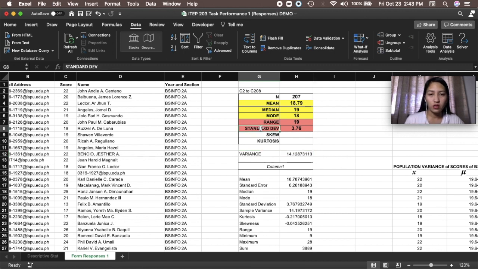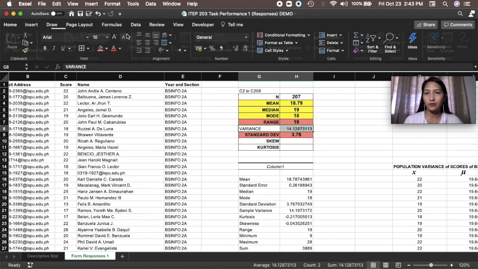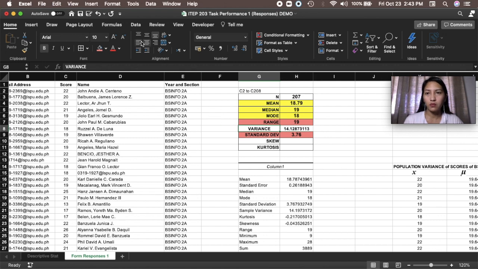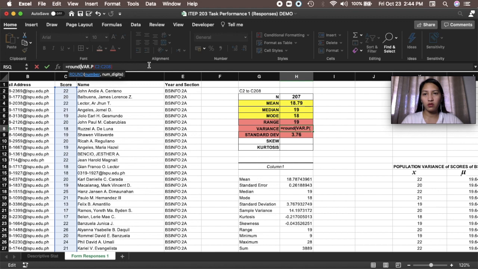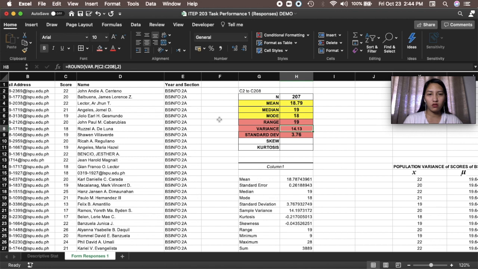Ayan. So, sige. I'm gonna move this and then move this upwards. So, we have here the variance. So, that is our variance. Okay. Ayan. So, again, para siya ay ma-round off, gamitin mo yung round na formula and then 2 decimal points. So, 14.13 yung ating variance. So, ayan. So, we have here the range, variance, and standard deviation.